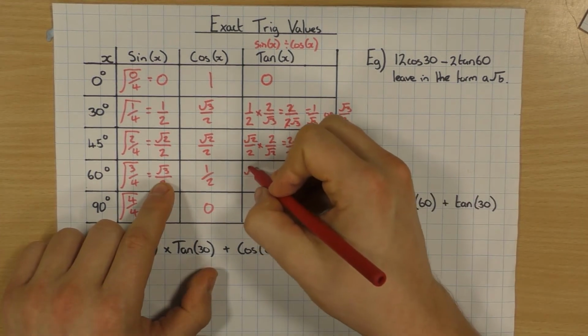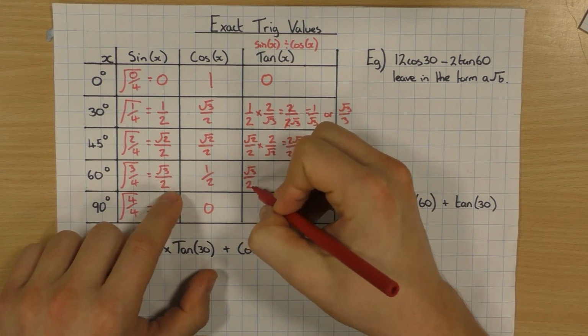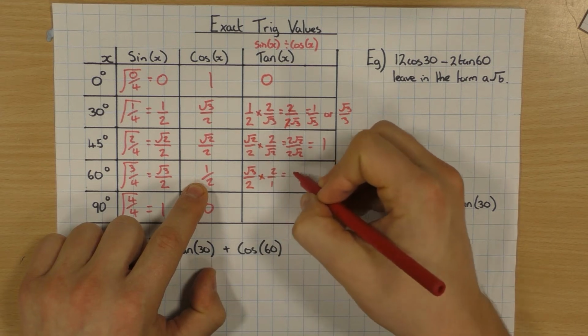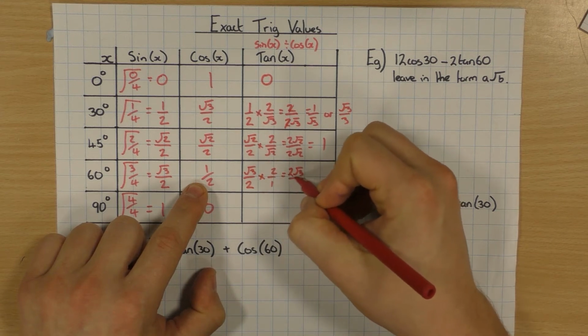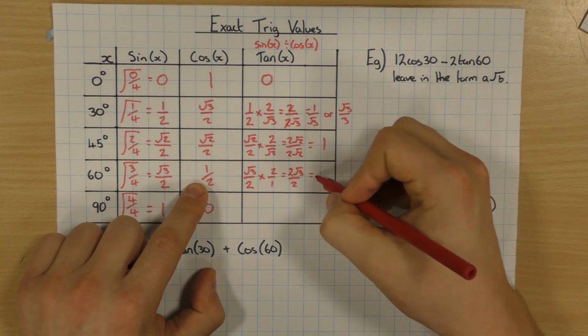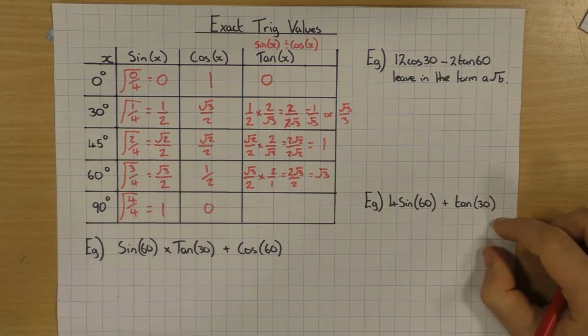And this one here, keep the first one the same, flip the second one, change the divide to a times. So 2 root 3 over 2, just as we did over here. I can cancel the 2s out. So that's just going to give me root 3.